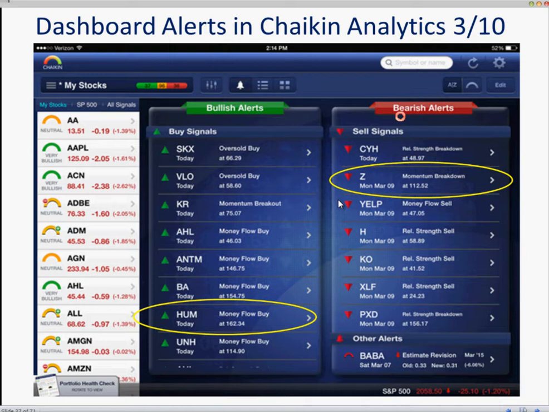And this is the alerts dashboard from my stocks list, which is about 150 stocks that I follow because I do webinars and blog. It's too many for a trader to follow. You should follow 20 or 30 and get to know them well. But I've highlighted a couple of names here. There's, interestingly, Skechers was an oversold buy back on March 10th at 66. We're going to see a chart of that in a little while.